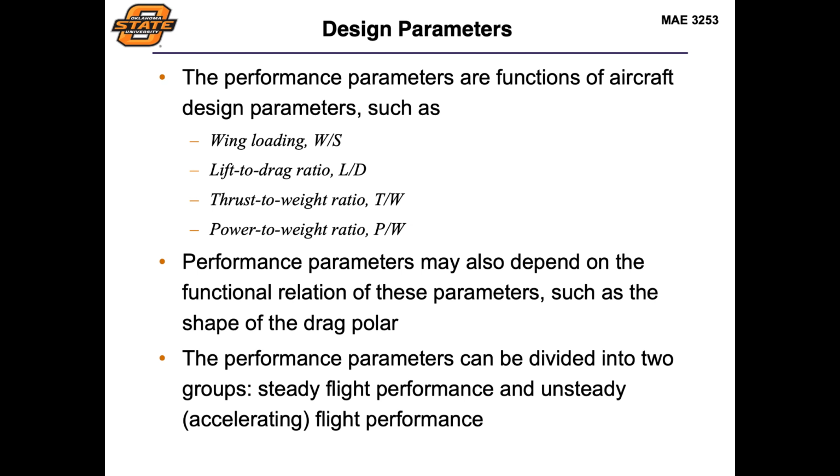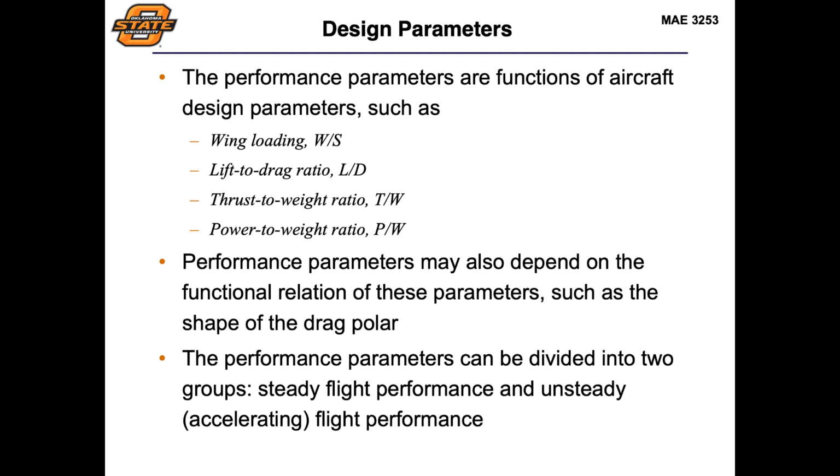Wing loading, lift to drag ratio, thrust to weight ratio, and power to weight ratio are going to be the most important of these. Now, most of these will have some kind of functional relationship. So for example, where we're at on the drag polar is going to make a big determination of how well our aircraft is actually performing. So as we move around from point to point on that drag polar, it's obviously going to change how well our aircraft performs at any given flight phase of our particular mission.